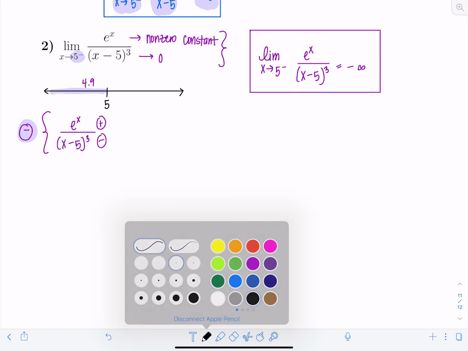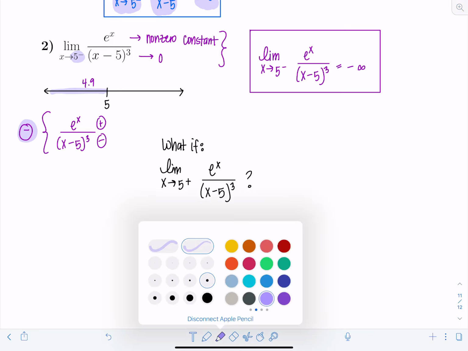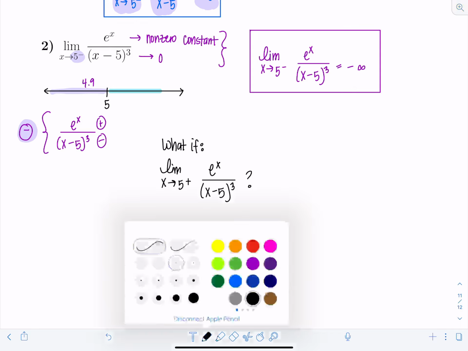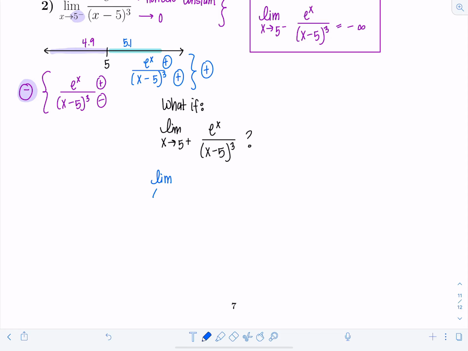Okay, let me ask you something though. What if instead we wanted the limit as x approaches 5 from the right of e to the x over x minus 5 cubed? Well, now this time I want to approach x from values that are larger than 5. So let's see what would be happening there. So e to the x, think of a number there, maybe 5.1. e to the x would be positive. What about x minus 5 cubed? 5.1 minus 5 cubed, it's positive still. So this time the sign of the expression is positive, which means the limit as x approaches 5 from the right of e to the x over x minus 5 cubed is positive infinity.